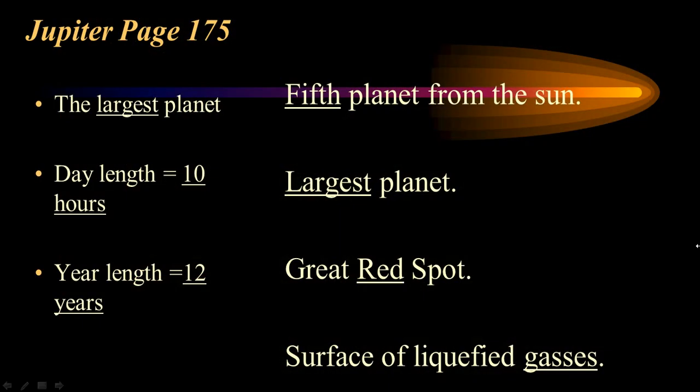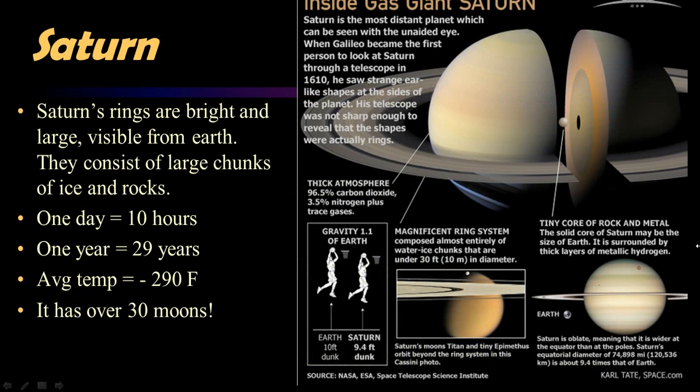So on page 170, I think it was, right? Not 175. Is that page number right? We know that it is the largest planet. Its day length is 10 hours. Its year length is 12 years. It's the 5th planet from the sun. It's the largest. And the Great Red Spot is a storm. And the surface is made up of liquefied gases. Now, I guess that's what that video was trying to tell us, that it was liquefied gases. So it's gases that have been pushed into a state of liquefaction, apparently. Okay, I guess that's all we have for Jupiter right there.